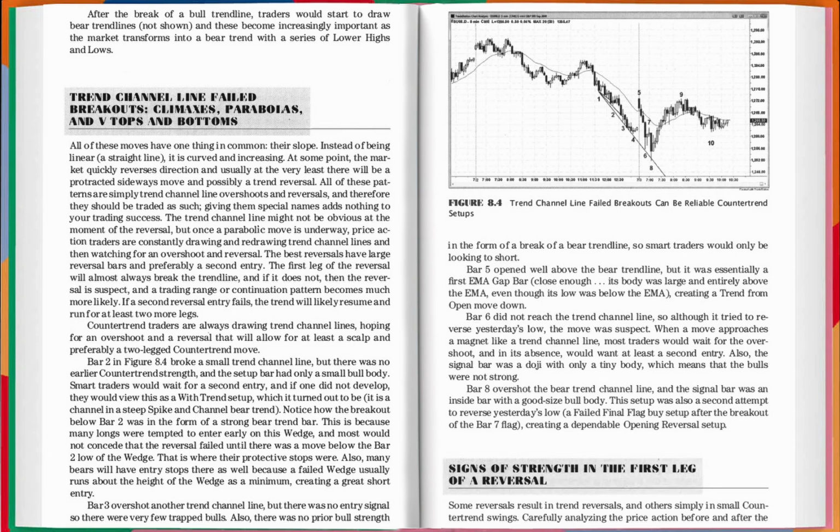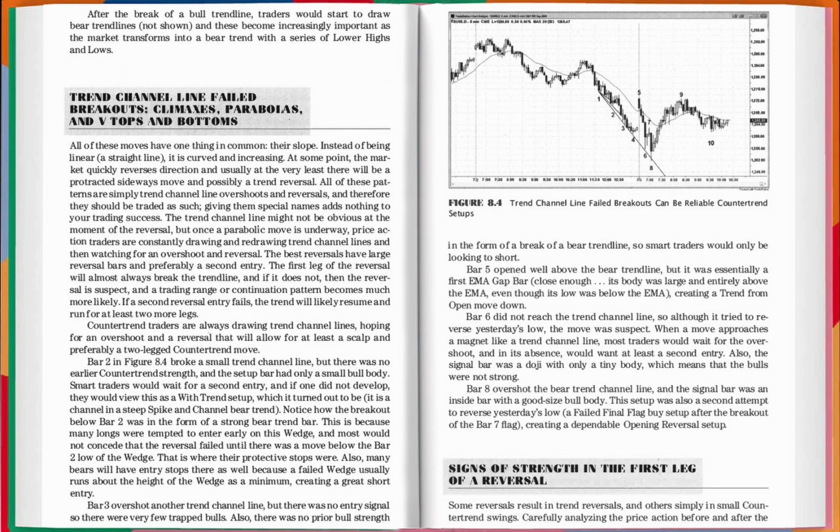R2 in figure 8.4 broke a small trend channel line, but there was no earlier countertrend strength, and the setup bar had only a small bull body. Smart traders would wait for a second entry, and if one did not develop, they would view this as a with-trend setup, which it turned out to be. It is a channel in a steep spike and channel bear trend.